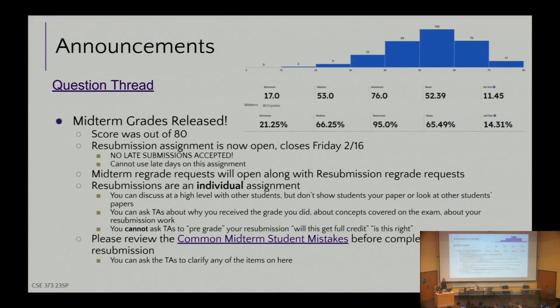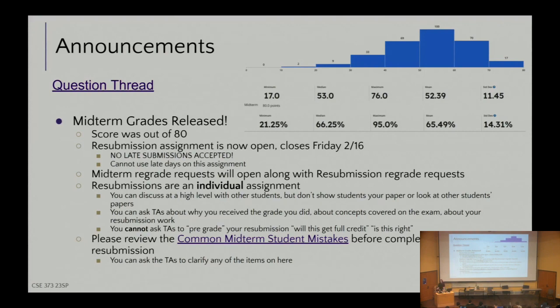I have to have your resubmission no later than Friday, 2/16, because then the TAs are going to grade it, and then you're going to get your final score. You're going to be like, Casey, we don't get our final score on the midterm until week 8? Yeah, or I could just force you to keep this score, right? We don't want that. So please, you cannot use late days. I will not be able to accept late submissions on 2/16.